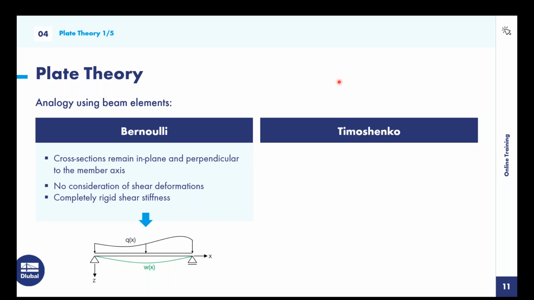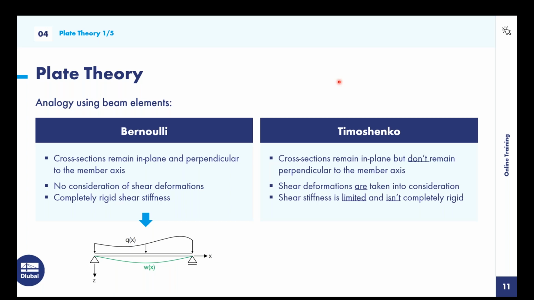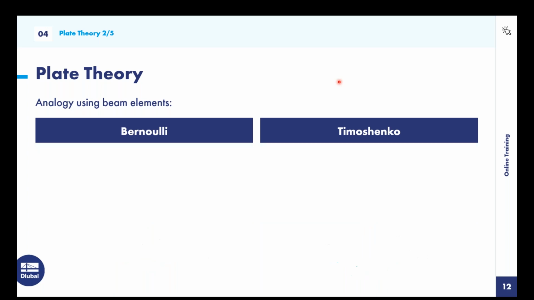The second theory is the Timoshenko theory. The assumptions with this one are that the cross sections remain in plane, but they don't remain perpendicular to the member axes. This means that shear deformations are taken into consideration and the shear stiffness is limited and isn't completely rigid. So the Timoshenko theory takes into consideration shear deformations where the Bernoulli theory does not.